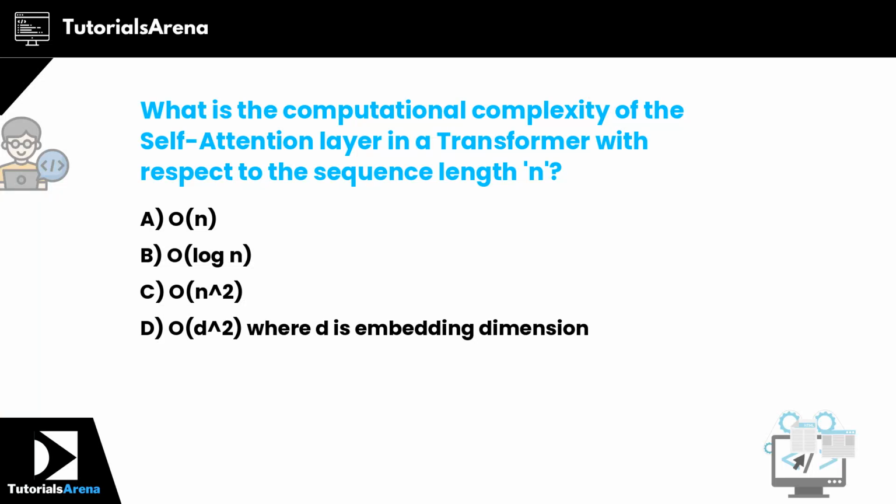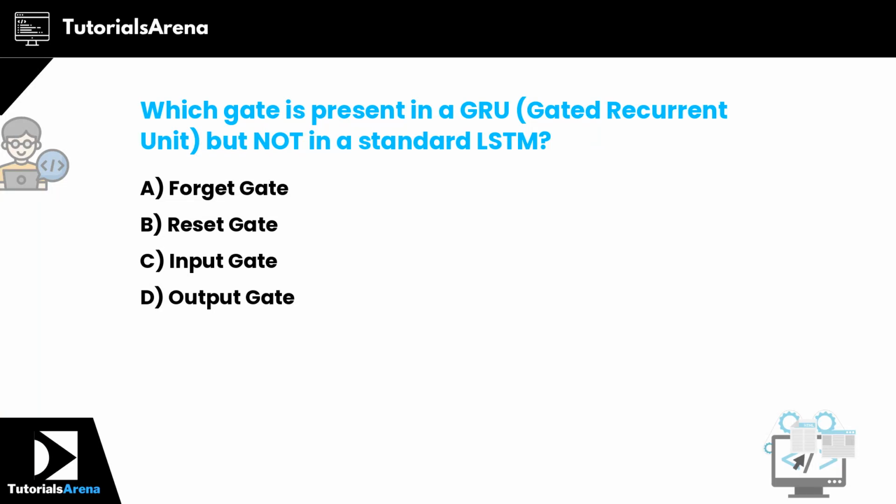What is the computational complexity of the self-attention layer in a transformer with respect to the sequence length n? The correct answer is option C, O(n squared). Which gate is present in a GRU, gated recurrent unit, but not in a standard LSTM? The correct answer is option B, reset gate.